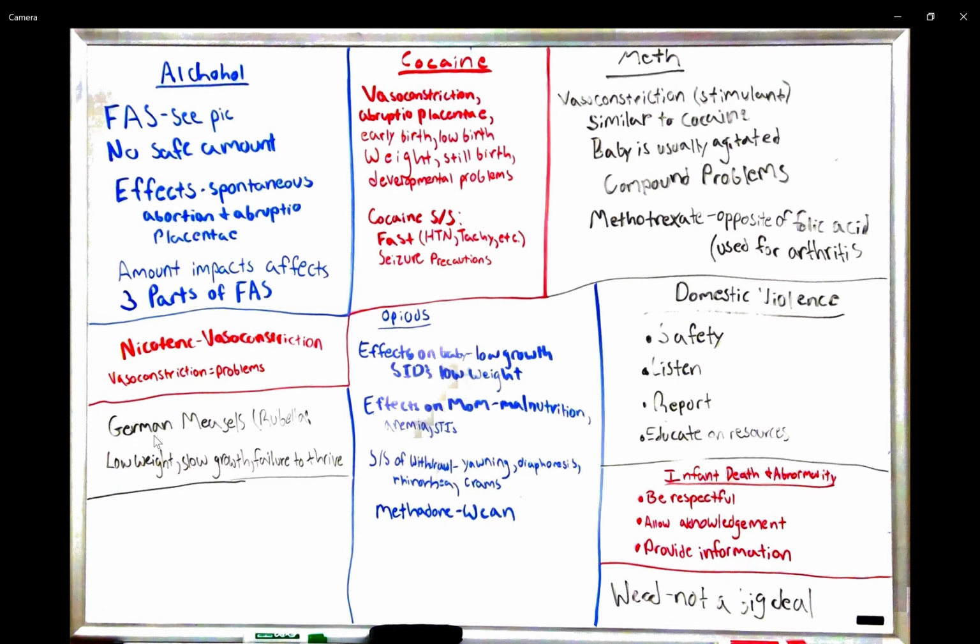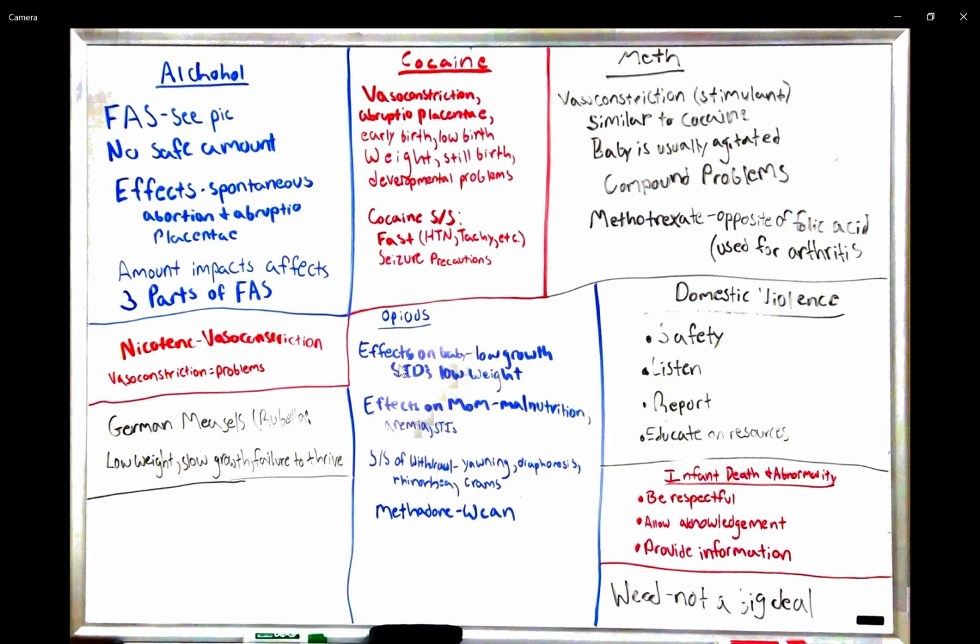Something else, German measles, also known as rubella. Another problem, it can cause low weight, slow growth, and failure to thrive. So if you have German measles as a baby, or your mother does while you're in the womb, or it just affects you, we're just not going to see this baby growing optimally. Just keep that in mind.